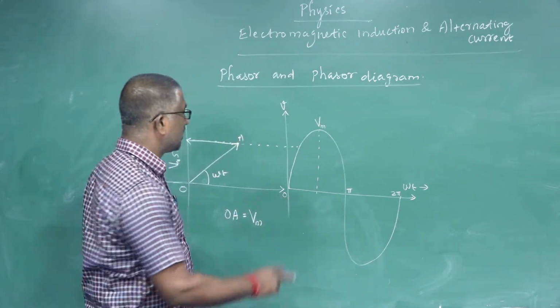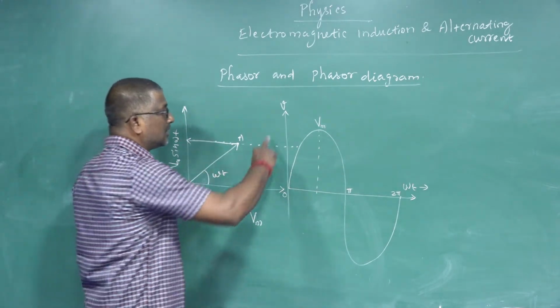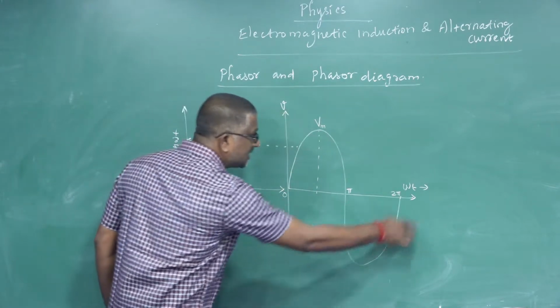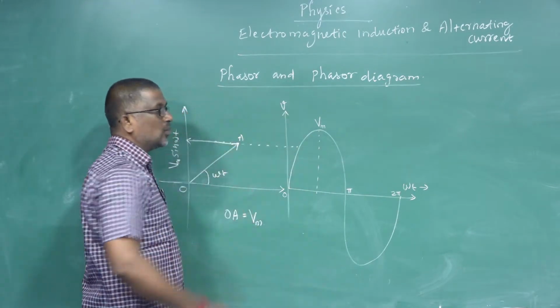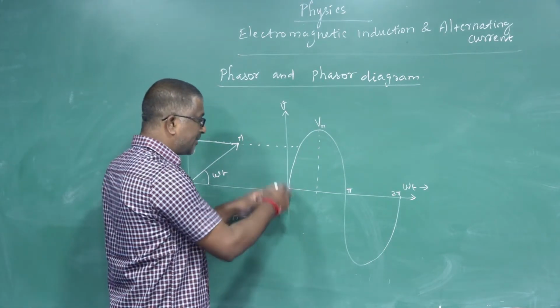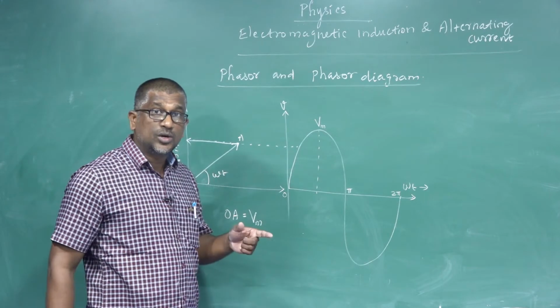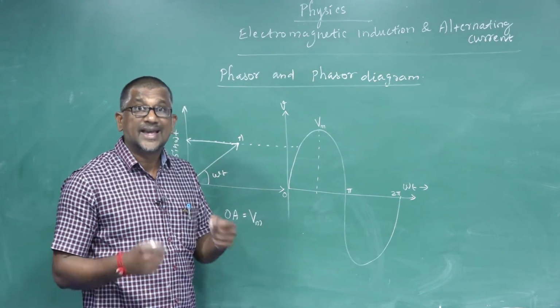Right. Okay, here in this diagram, this region represents alternating voltage. Alternating voltage can be represented by a graph like this, and alternating voltage can also be represented by an equation.